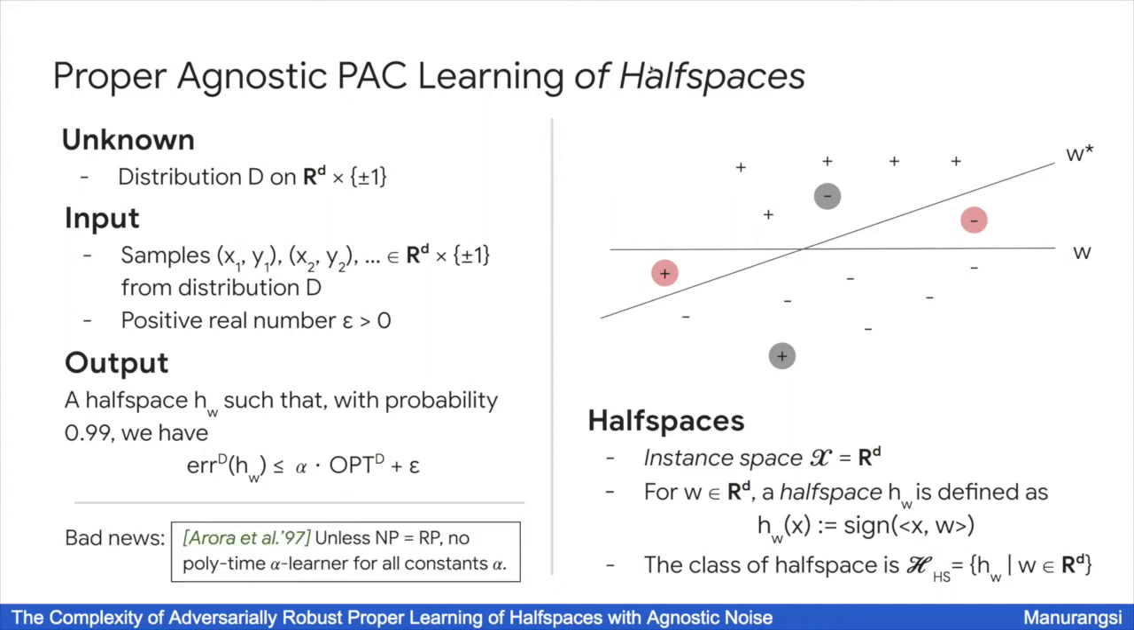Now, unfortunately for us, this problem is very hard. Specifically, it's NP-hard for any constant factor approximation. And in fact, this hardness holds even for approximation factors that are near polynomial in d. Okay, so that's hard. So we will be looking at a different kind of relaxation of this problem.